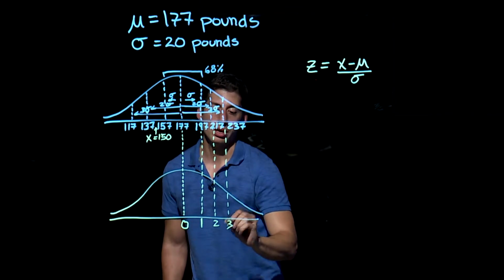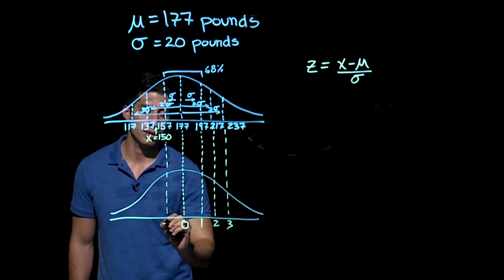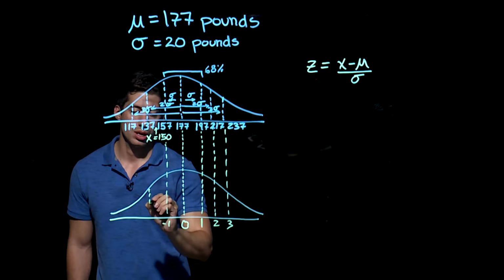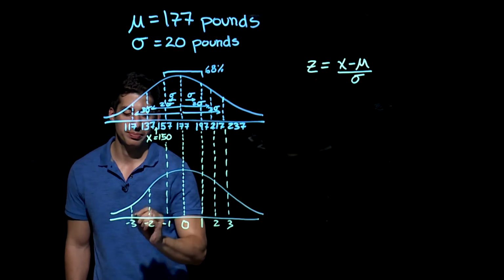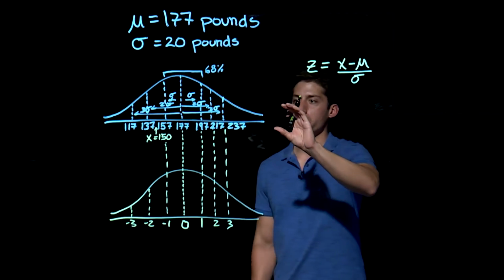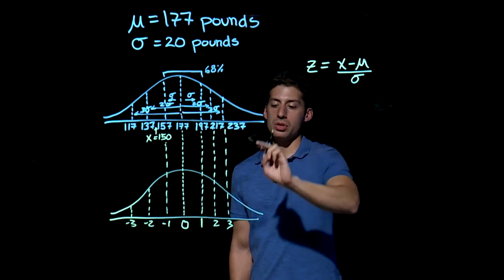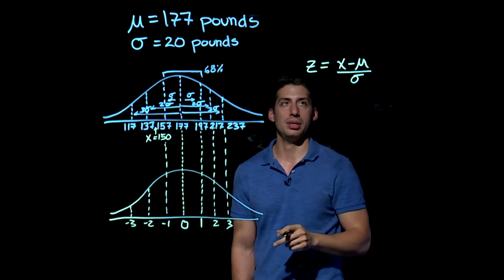So here's to the right, and then the same to the left. So we have -1, -2, and -3. Something to keep in mind: the original normal distribution is measured in pounds, while the standard normal distribution is measured in standard deviations away from the mean.